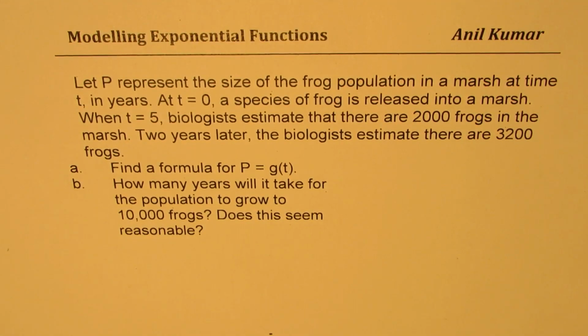The question here is, let P represent the size of the frog population in a marsh at time t in years. At t equals 0, a species of frog is released into a marsh. When t equals 5, biologists estimate that there are 2,000 frogs in the marsh. 2 years later, the biologists estimate there are 3,200 frogs. Find a formula for P equals G of t. How many years will it take for the population to grow to 10,000 frogs? Does this seem reasonable? So that's the question for you.